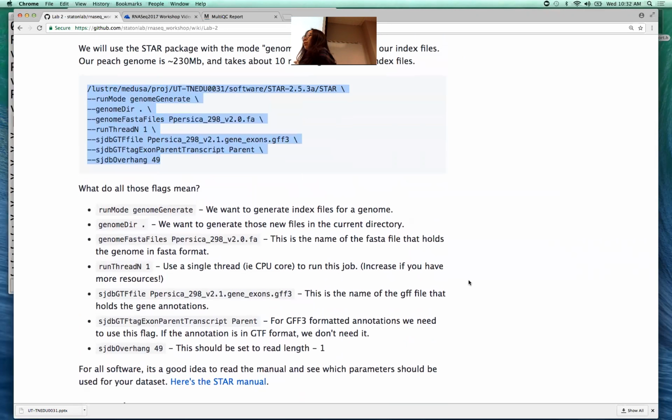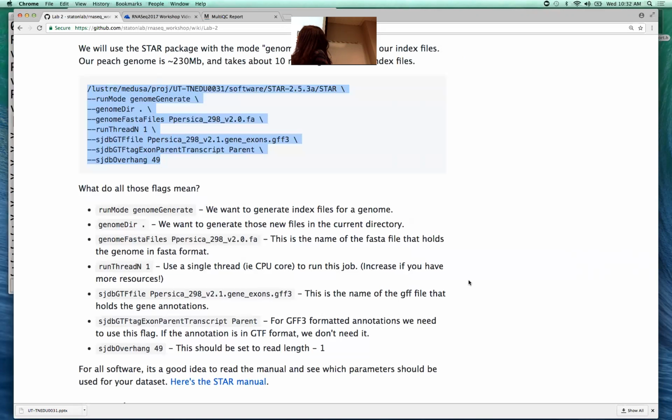So that's our input FASTA file. So we follow the path to the FASTA file, genome FASTA. And the run thread is asking how many threads, how many nodes you have in your computer. So we're currently running in one node. If you have more, you can run more nodes. That will speed up your index generating.